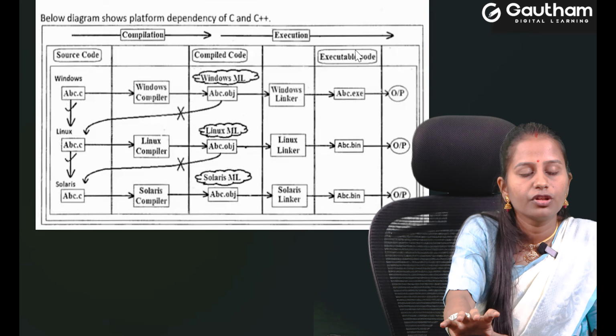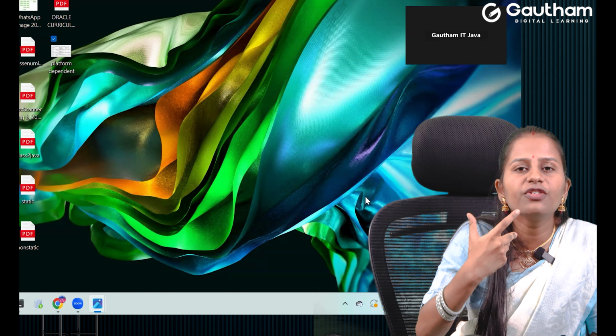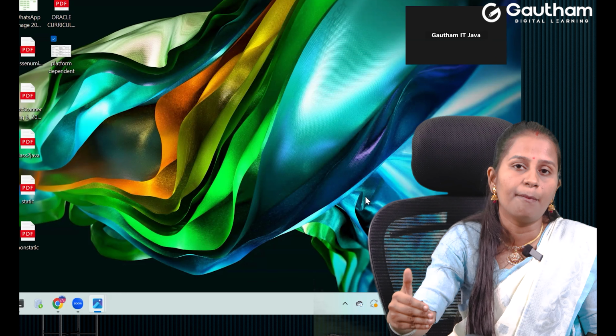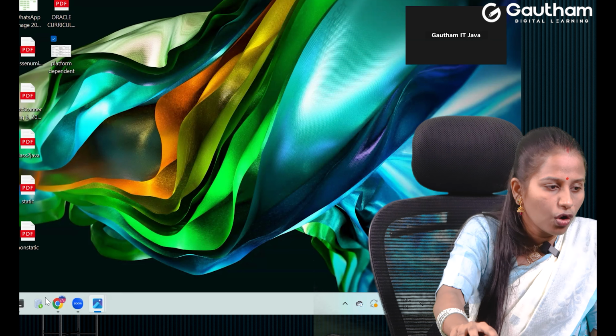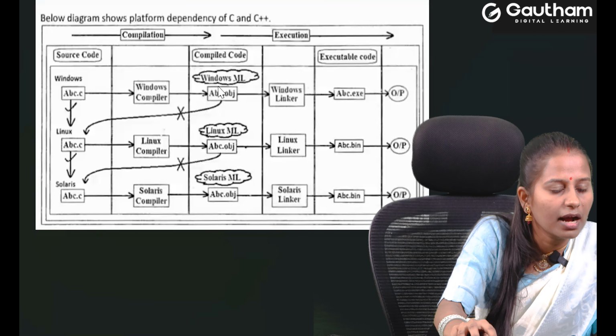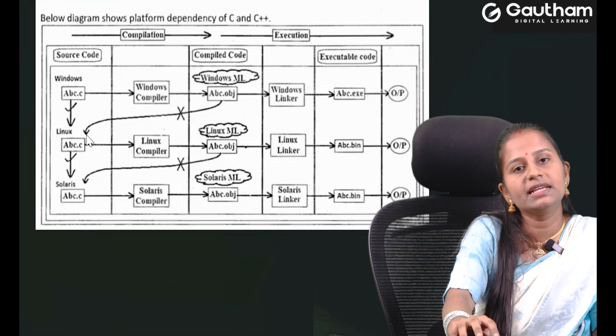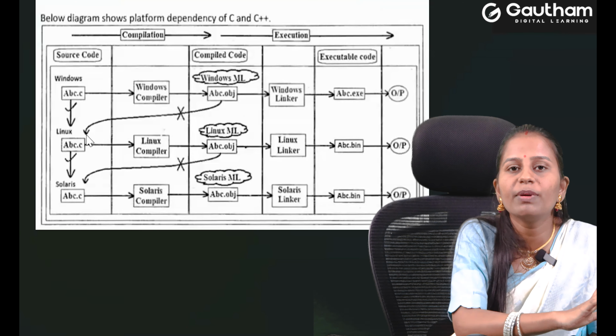Coming to C, we cannot develop internet-based applications by using C. So what feature do we require to develop internet-based applications? We simply require platform independency. That means the compiler generated machine language code, if we can run it in a different operating system, that is nothing but platform independency. If we can achieve platform independency, guys, we can easily develop internet-based applications.